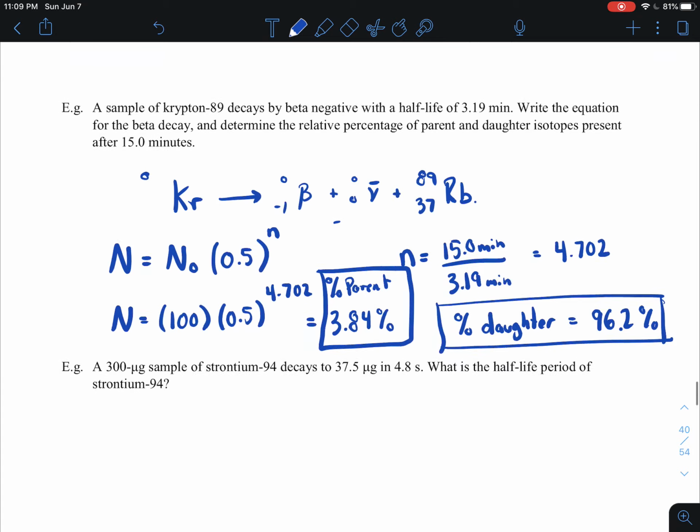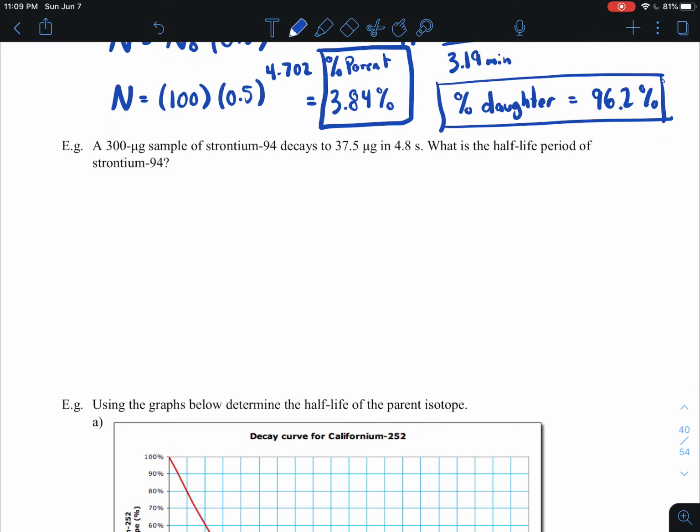All right, let's take a look at the next one. A 300 microgram sample of strontium-94 decays to 37.5 micrograms in 4.8 seconds. What is the half-life period of strontium-94? So what is the period of that?